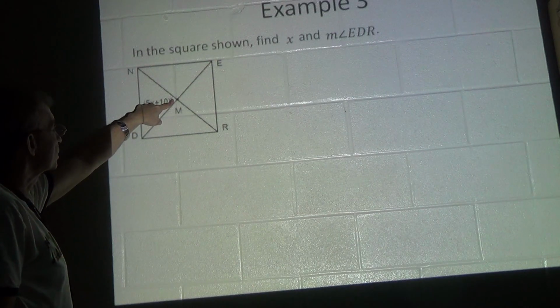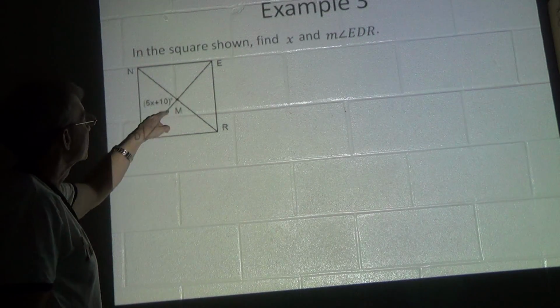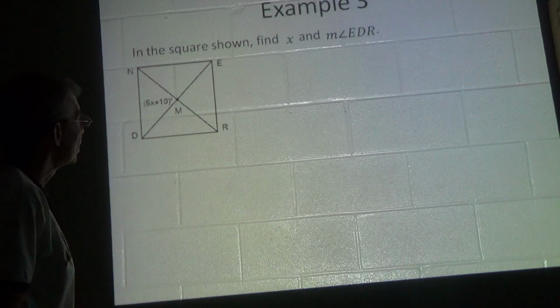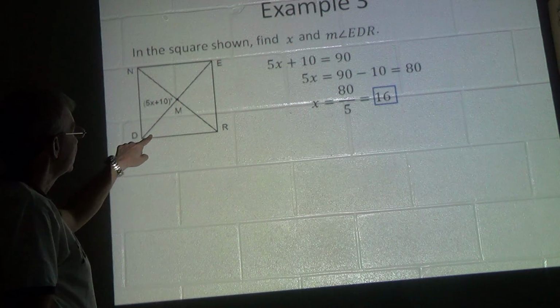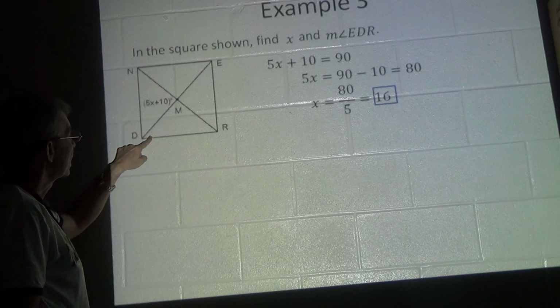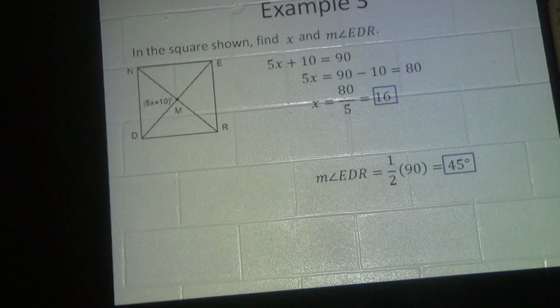In this square that's shown, they want you to find x and the measure of angle EDR. So x is this angle sitting right here. Since it's a rhombus, these four interior angles all have to be 90 degrees. So we can say 5x plus 10 equals 90. Subtract the 10 from both sides, which gives us 5x equals 80. Divide both sides by 5, which gives us x equal to 16. They also want us to find the measure of angle EDR. Angle EDR is this little piece right here. Since this is a 90-degree angle and it's bisected, we can work from that. So it's 1/2 of 90, which gives us 45 degrees.